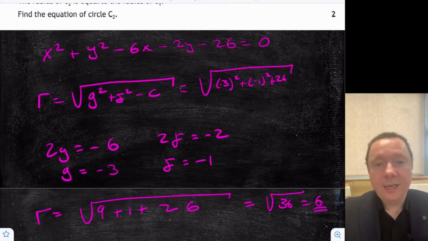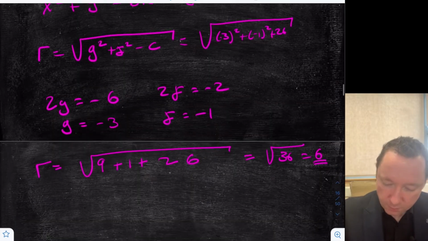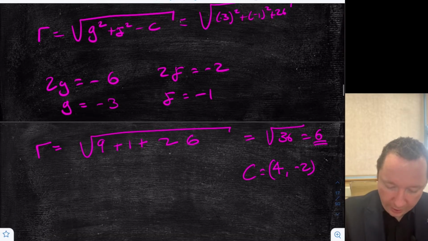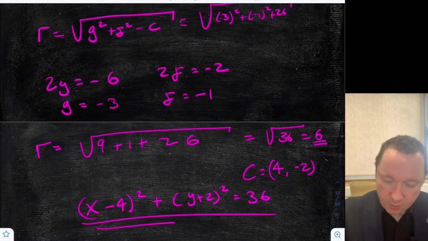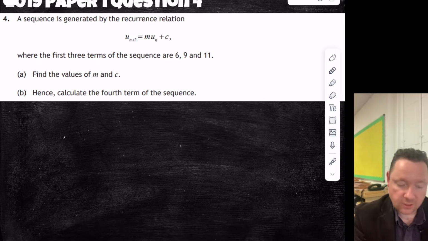So we've got our radius, and we know the circle centre is (4, minus 2). So we know the equation of C2 must equal (x minus 4) squared plus (y plus 2) squared equals 36. And we're done there. SQA Higher Maths 2019, paper 1, question 4. A sequence is generated by u(n+1) equals m u(n) plus c, where the first three terms are 6, 9, 11. Find the values of m and c.